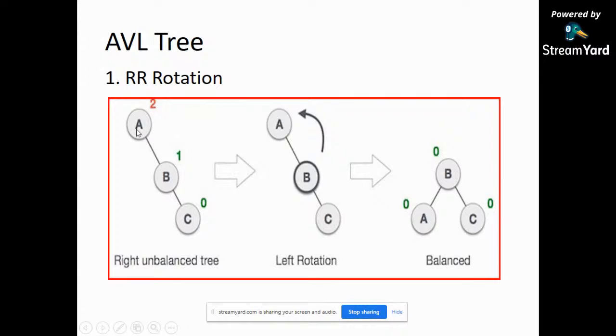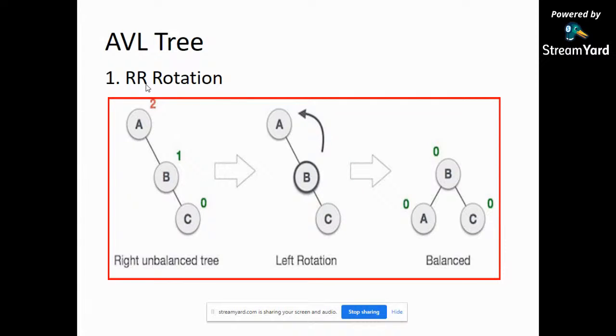Because of this, the balance factor of A is other than -1, 0, and 1. So the balance factor of A is -2 basically, because we have to subtract the height of the right subtree from the height of the left subtree. So the height of the left subtree is 0. 0 minus 2 will give you -2. So the balance factor of A is -2, which is other than -1, 0, and 1. So we have to perform the rotation.